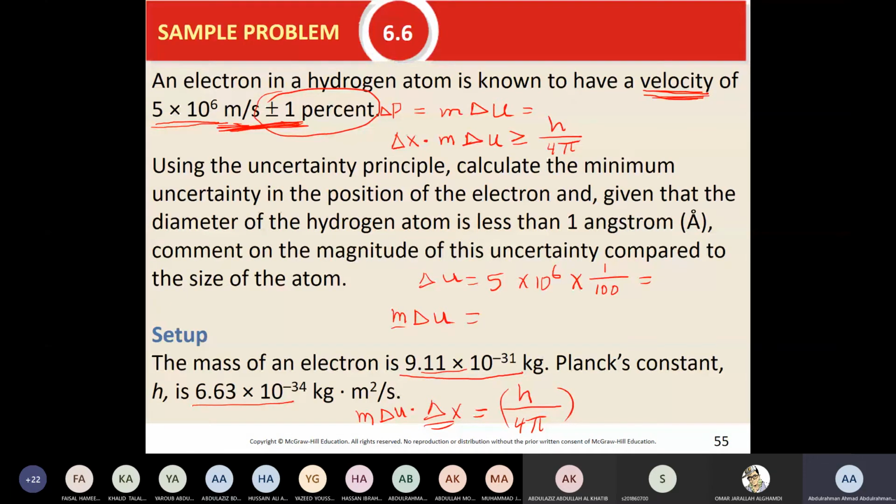By the way, what's the answer here? Five times 10 to the power what? Come on. 10 to the power 4. Exactly. All right. So we know this now. We know what's H, what's delta X.